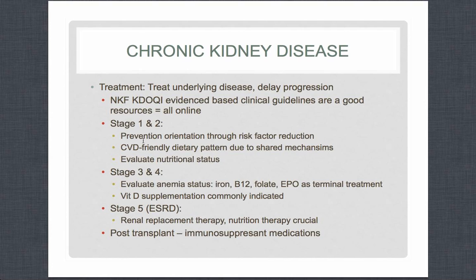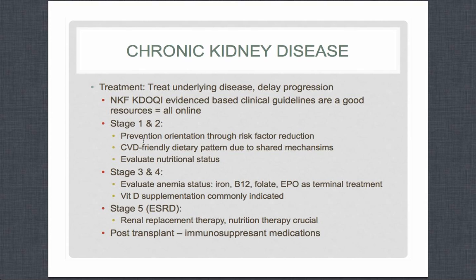Typical clinical approaches at different stages. In stage 1 and 2, again, prevention orientation through risk factor reduction. These would be all of the risk factors associated with cardiovascular disease and those that contribute to endothelial dysfunction, primarily blood pressure, smoking, but lipid lowering is also helpful. Cardiovascular friendly dietary pattern, again, due to shared mechanisms, evaluation of nutritional status, and intervention as needed.